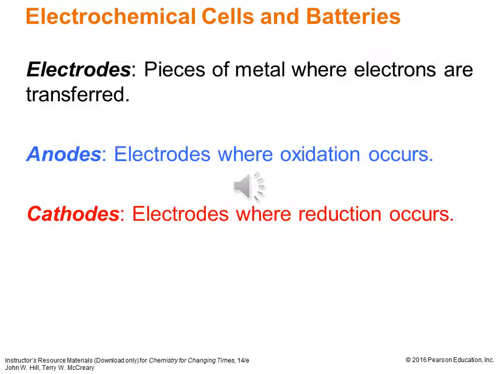You can think about this in terms of some animals, if you like. We had our mnemonic there, Leo says Ger. Here you can think of An Ox, right? Anode is the site of oxidation, and a Red Cat: reduction happens at the cathode. Hopefully that'll help you keep them straight, or you'll come up with your own more clever mnemonic device on your own.